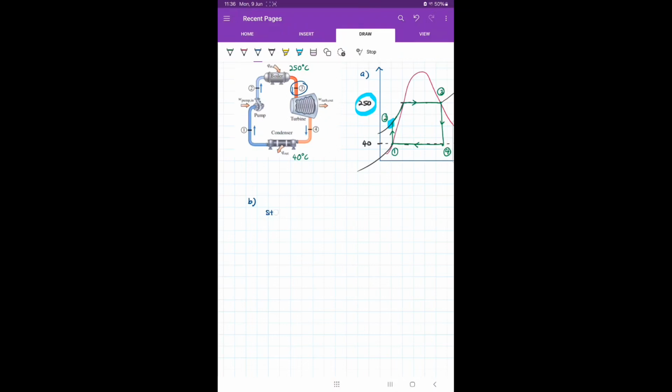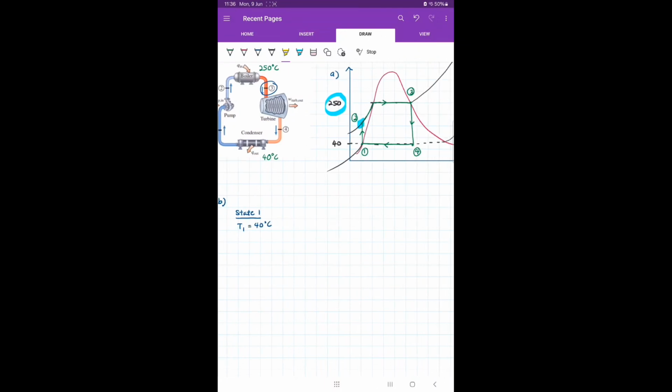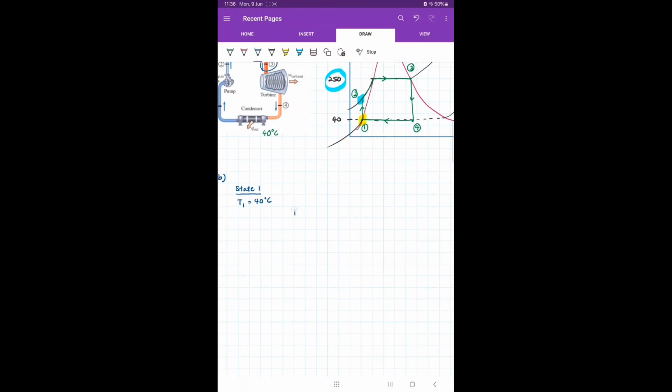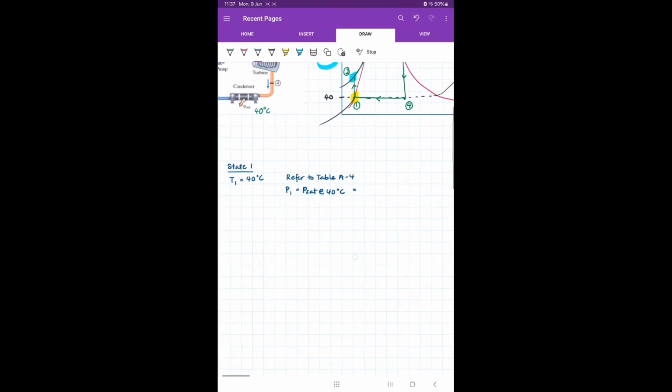Let's do state 1. At state 1, your temperature is 40 degrees Celsius, and state 1 is at the saturated liquid point. So my P1 is equal to the saturation pressure at 40 degrees Celsius. To get this, we need to refer to table A4. In table A4, you'll find that the saturation pressure is 7.3851 kilopascal.